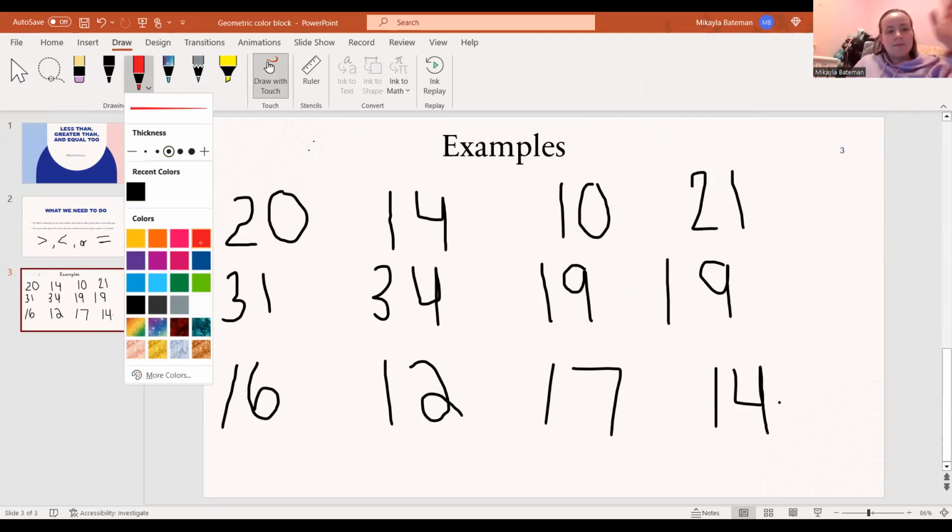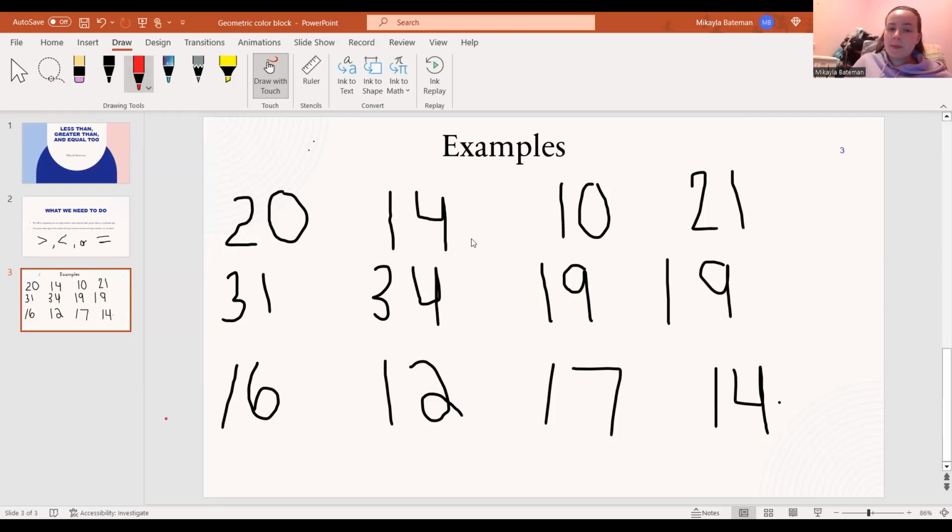So our first one is going to be 20 and 14. Our easiest thing to do when we're first starting is look at the tens place, and we're going to see that there is a 2 in this one and there's a 1 in this one. And we will know from the get-go that 2 is greater than 1. So we're going to point our little alligator towards the 20 to eat him up because he's hungry and he wants to eat. So make this one greater than.